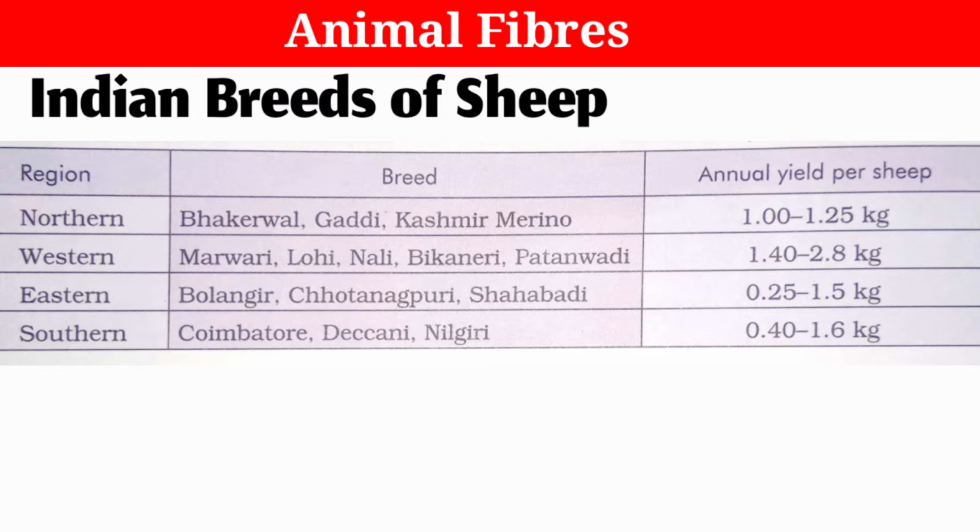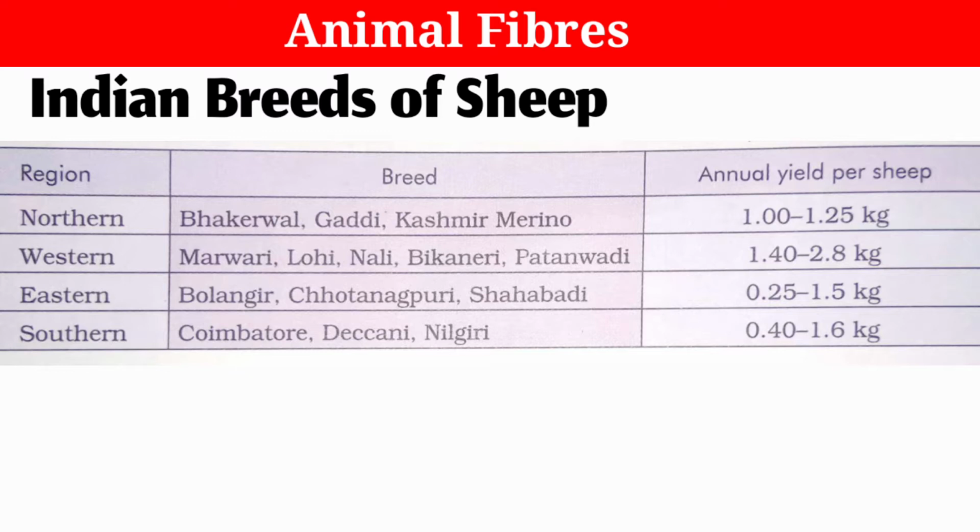In the western region, the breeds of sheep are Marwari, Lohi, Nali, Bikaneri, Patanwari. Each sheep provides about 1.40 to 2.8 kg of wool every year. In the eastern region, the breeds are Bolangir, Chota Nagpuri, Sahabdi. We get approximately 0.25 to 1.5 kg of wool from every sheep.